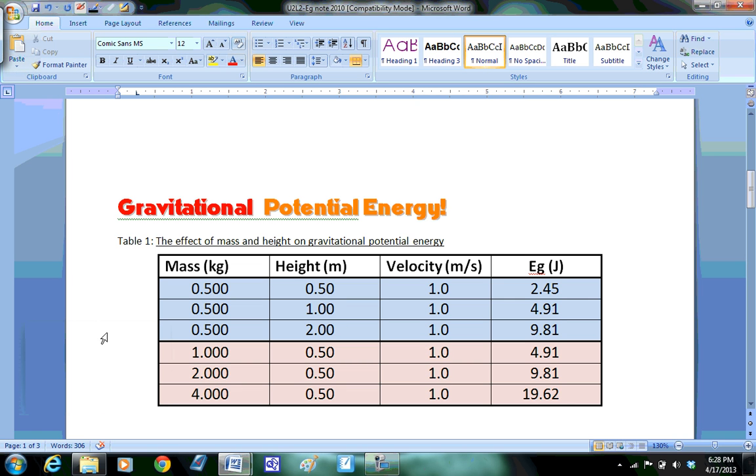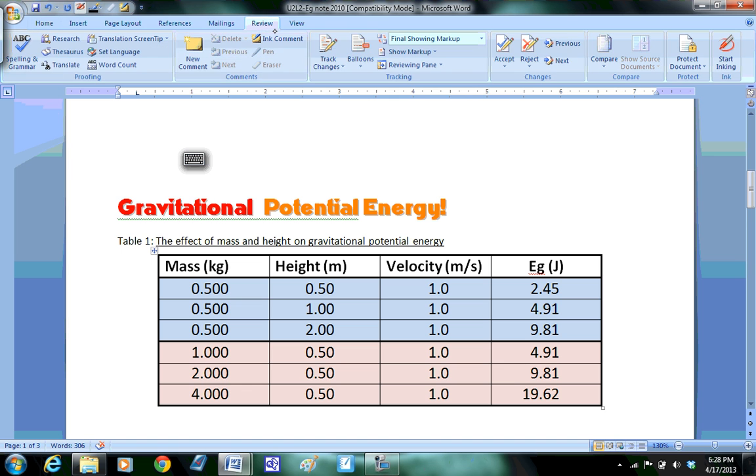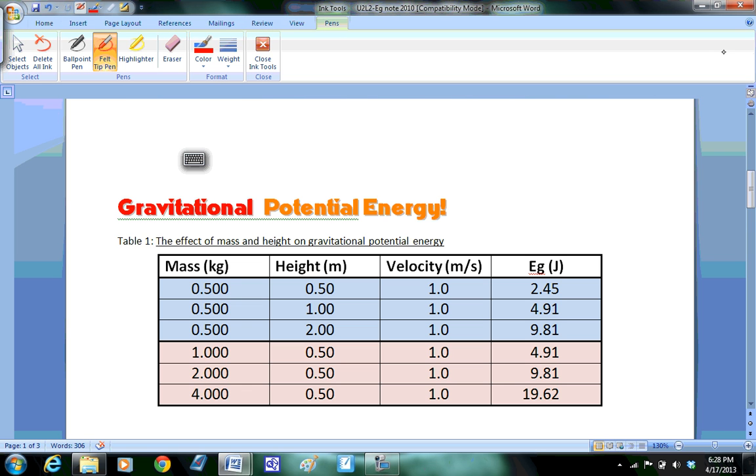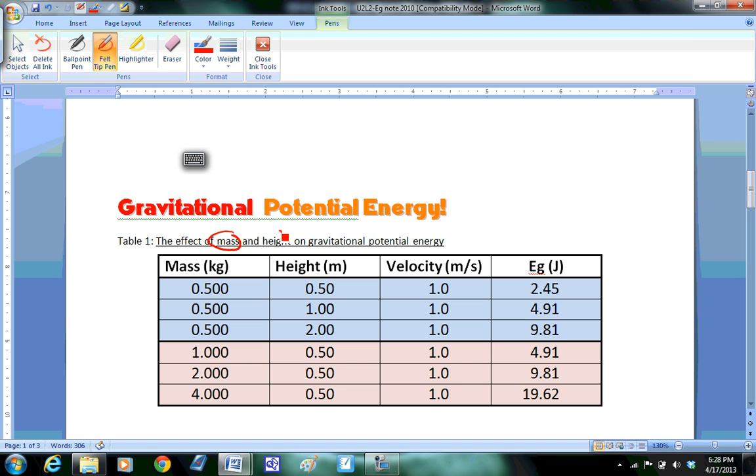Okay, everybody, today we're going to be looking at gravitational potential energy. Remember, this is the energy that an object has because of its height above the Earth's surface. So what I have here is an observation table that looks at the effect of mass and height on the gravitational potential energy of an object. So again, what we're looking at is the mass and height affecting the EG.